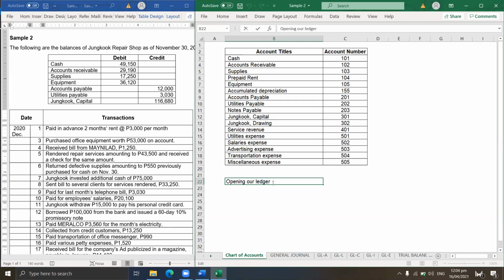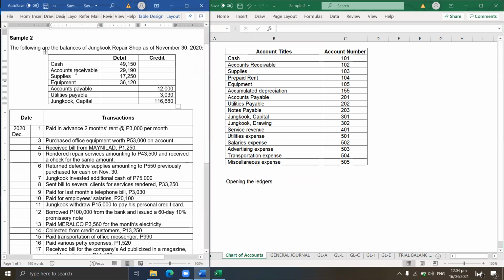In opening the ledger, you need the balances to be written in the respective ledgers. So that is what we will do first: we open the ledgers by writing the balances of each of these accounts. All the balances we have here, the cash, receivables, supplies, equipment, payables, and capital, are what we will open. So how do we open ledgers? Let's go to the ledger.